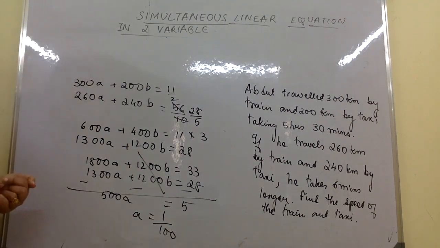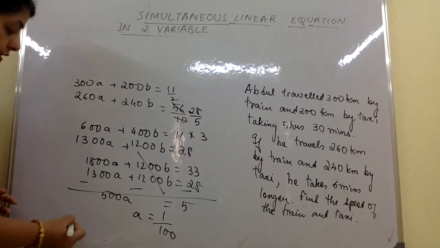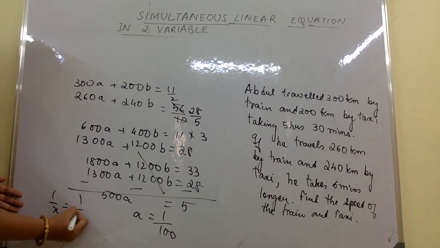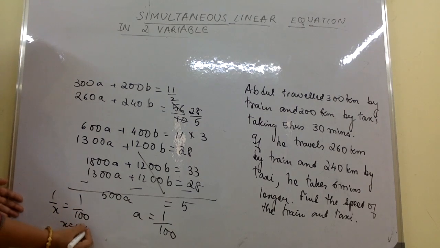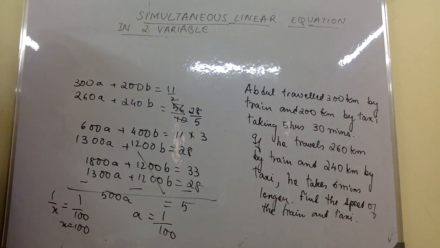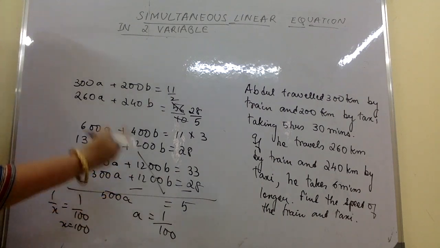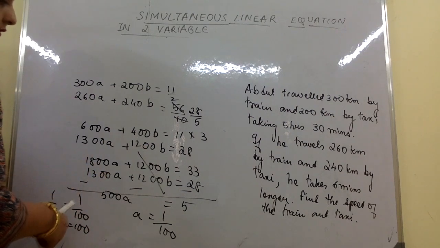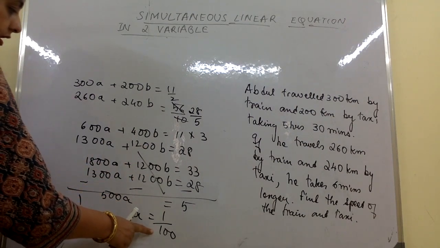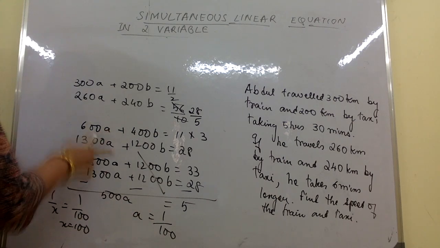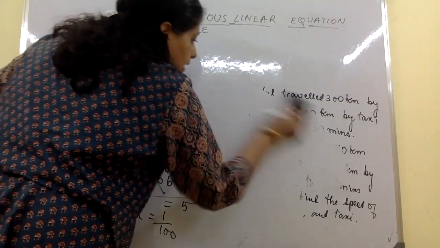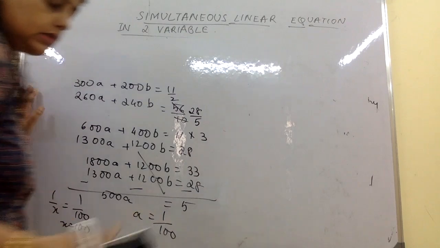Now a was equal to 1 by x, right? So 1 by x is equal to 1 by 100, x is equal to 100. So the speed by train was 100 kilometers per hour. And now let me find y, that is the speed of the taxi. Okay, so first I will have to find b. So this one I can put in the simpler of the two equations. I will not take these, I will take it here.